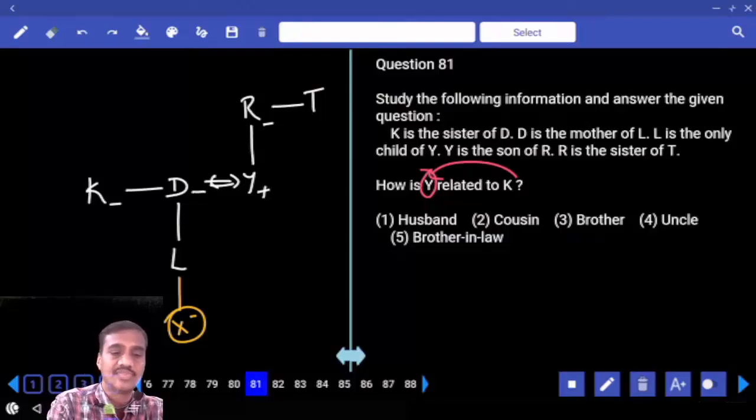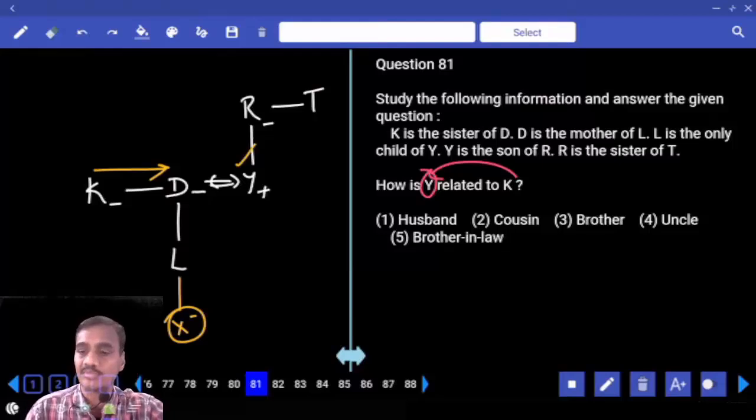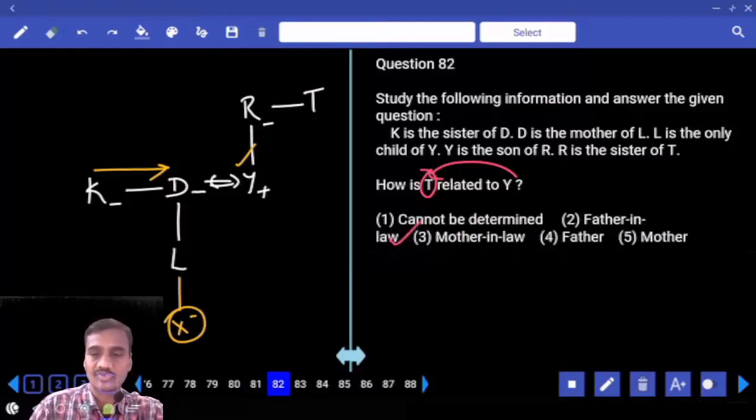Y is... then K's sister is D, and sister's husband is brother-in-law. Brother-in-law, that is choice for question number 81.